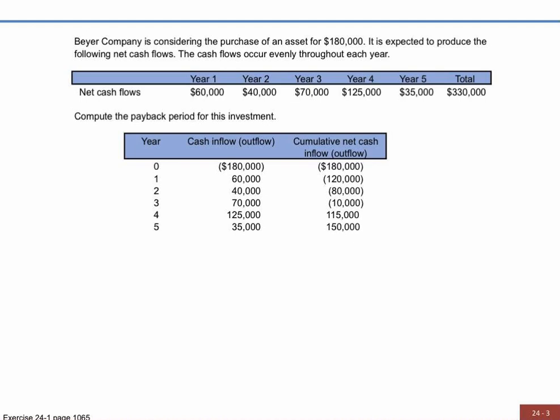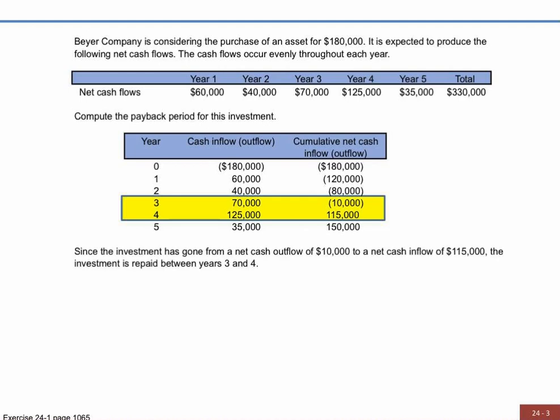And then just for completeness, we'll see year five is 35,000 for the cash inflow, and our total cumulative net cash inflow is going to be 150,000. So that's 330,000 cash inflows minus the 180,000 cash outflow. So we see that the payback period is going to be somewhere between year three, the end of year three and the end of year four.